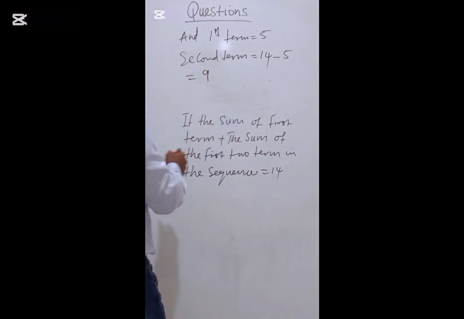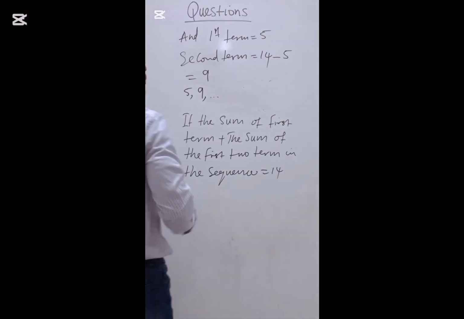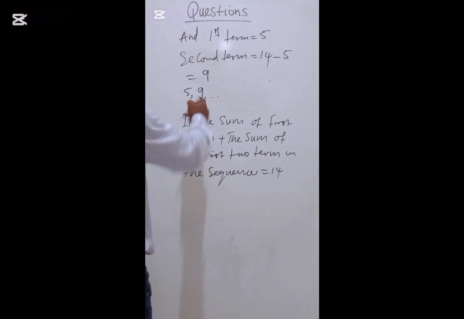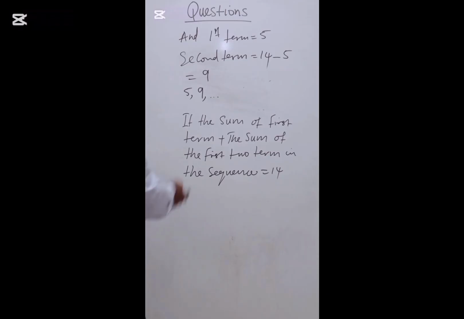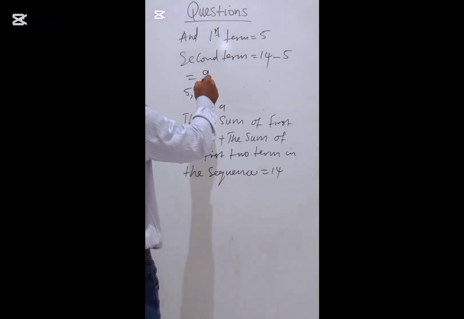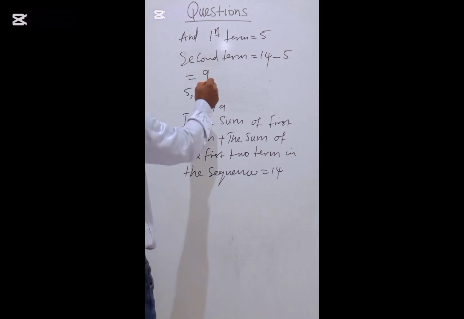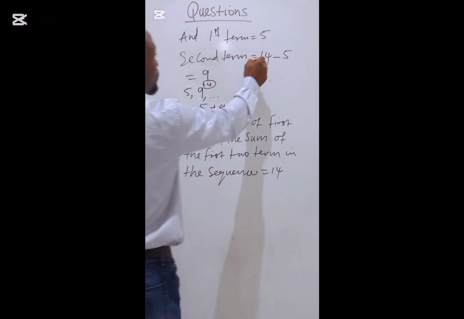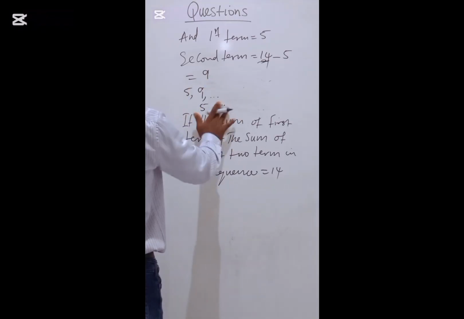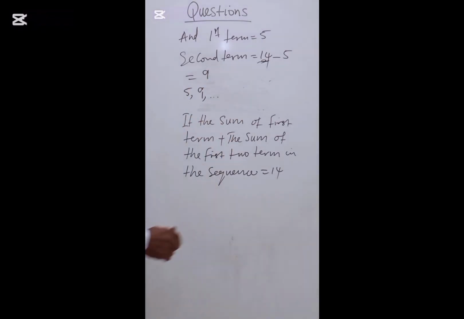So this means that if 5 is the first term in the list, 9 is the second term in the list. Or if 5 is the first term in the sequence, 9 is the second term in the sequence. Because 5 plus 9 is going to give us the sum of the first two terms in the list, which is equal to 14. Therefore, the second term in the sequence is 9.